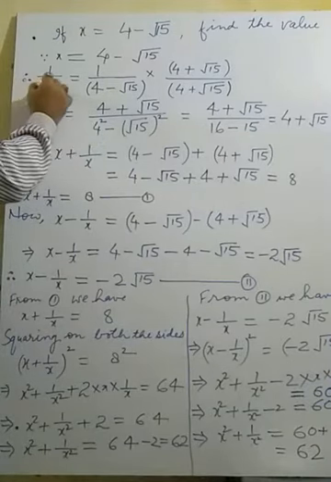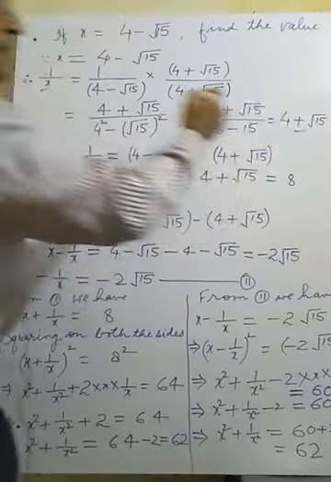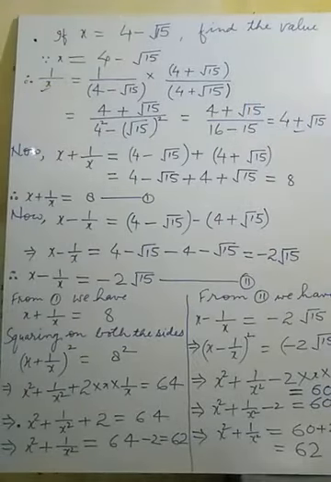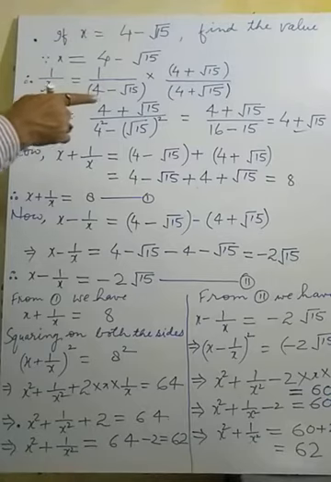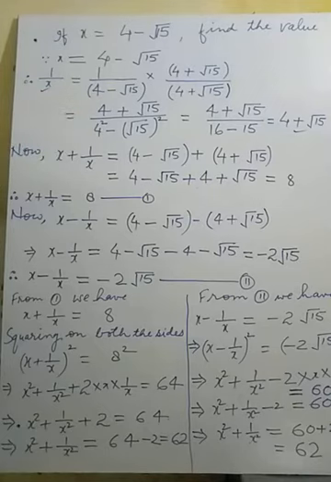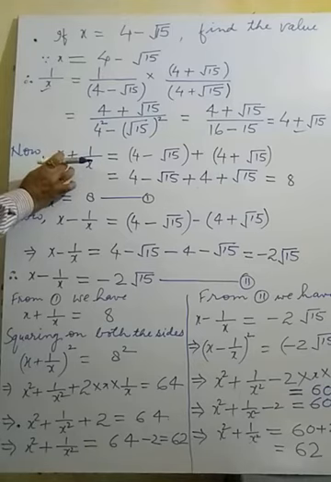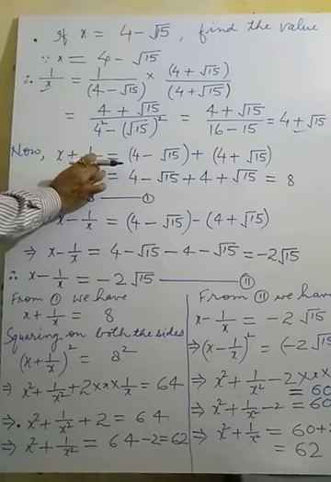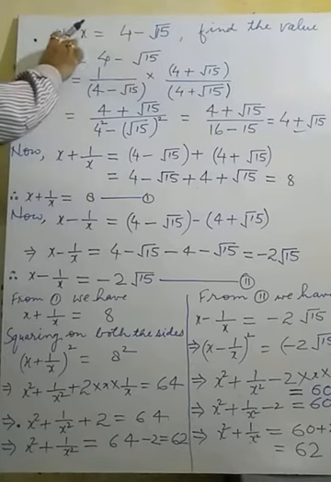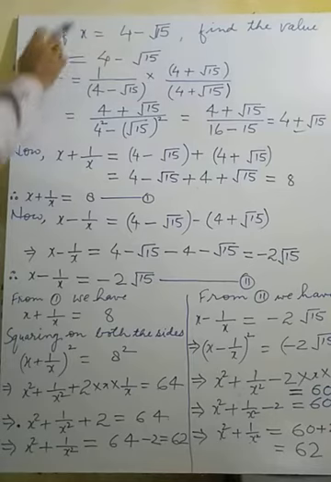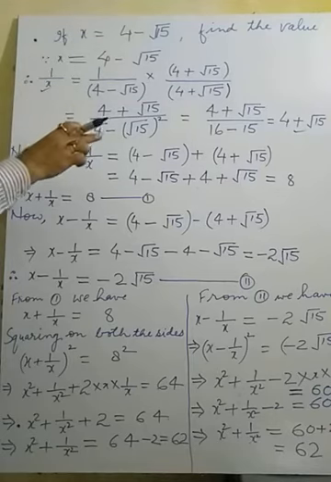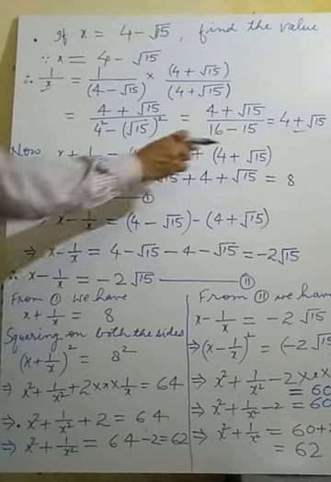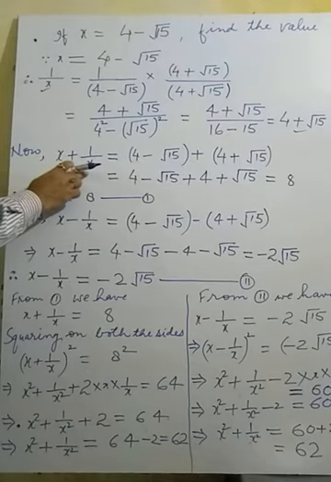What value of 1 upon x is here? 4 plus under root 15. This is the value of 1 upon x, after rationalizing denominator, 4 plus under root 15. Now we have to find the value of x plus 1 upon x. How to find? Firstly we have to select the value of x. Then we have to add the value of 1 upon x, and both are given. The value of x is given in question and 1 upon x we have to calculate. Both of the value will be substituted here in the place of x and 1 upon x.